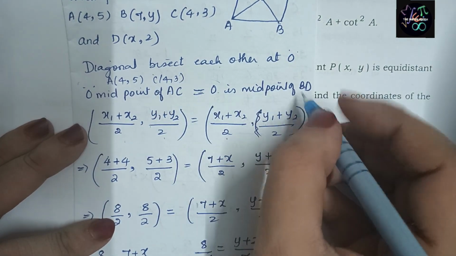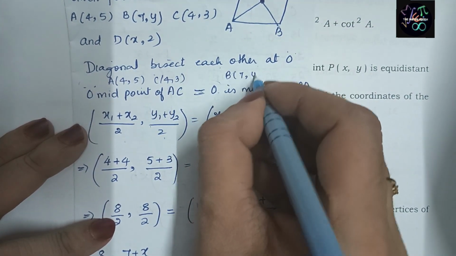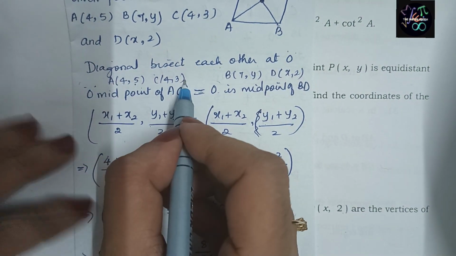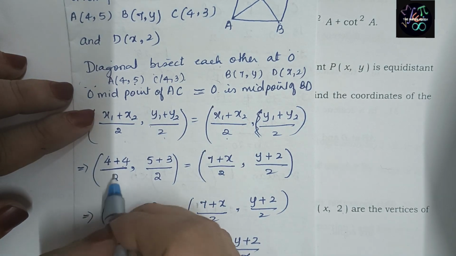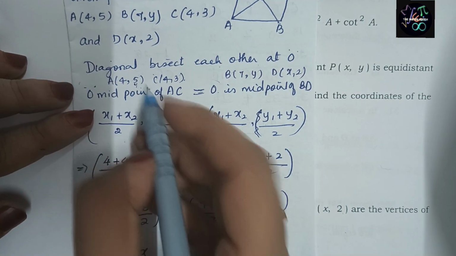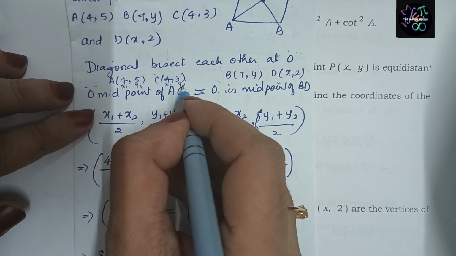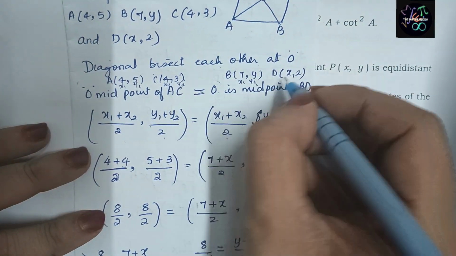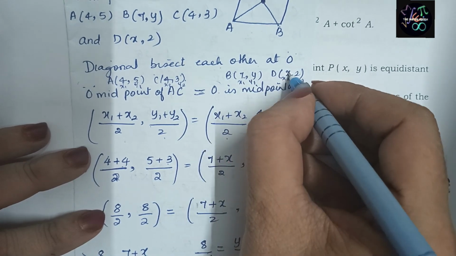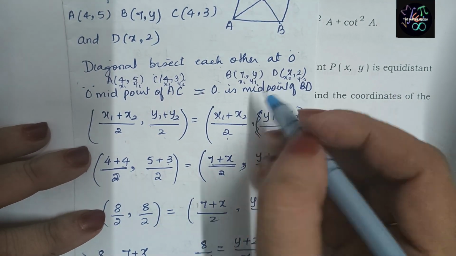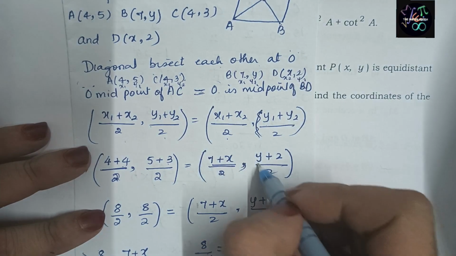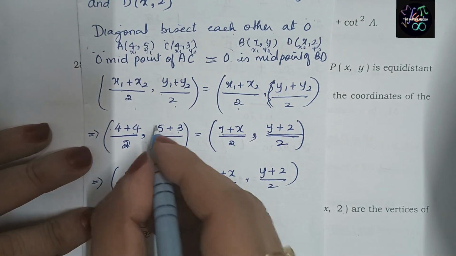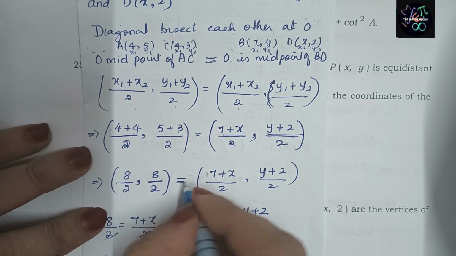On this side, the B and D points. B point is (7, y). D point is (x, 2). Okay, x1 y1 x2 y2. 4 plus 4 by 2, correct, and 5 plus 3 by 2. Okay, this side we have done. Here, 7 plus x by 2, comma, y plus 2 by 2. Next, 4 plus 4 is 8 by 2, comma, 5 plus 3 is 8 by 2, is equal to this. We cannot solve this because we have unknown terms here.